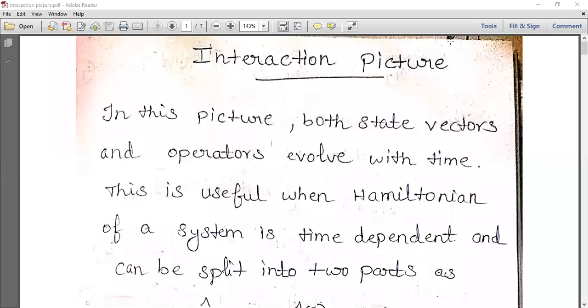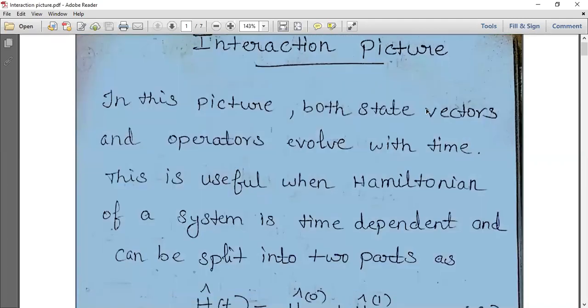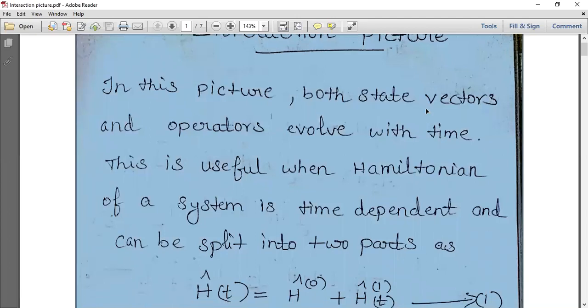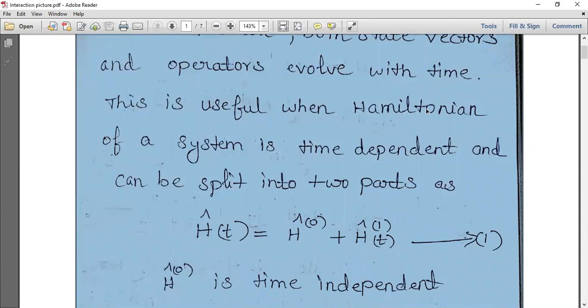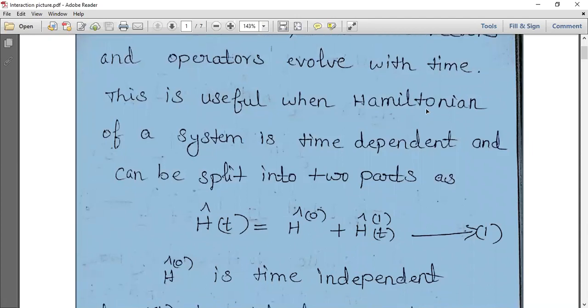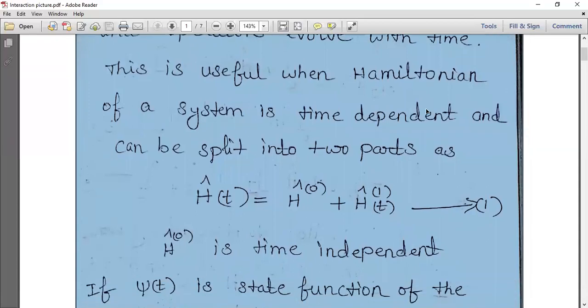Good morning, students. Today we'll study the interaction picture. In this picture, both state vectors and operators evolve with time. This is useful when the Hamiltonian of the system is time dependent and can be split into two parts: H cap t equal to H cap naught plus H cap 1 of t. So H cap naught is the time independent part and H1 of t is the time dependent part.